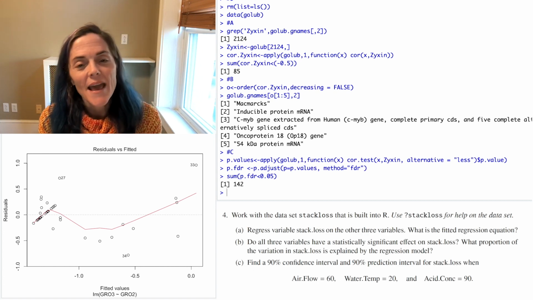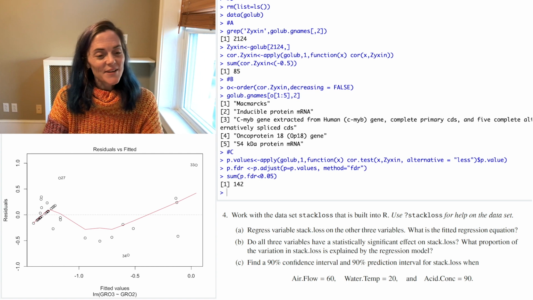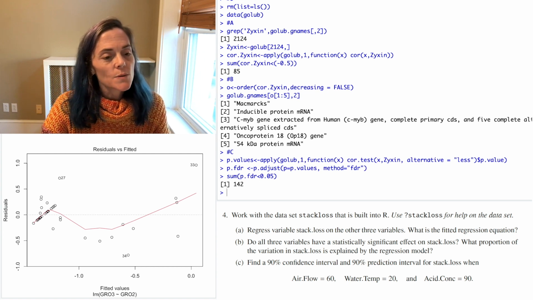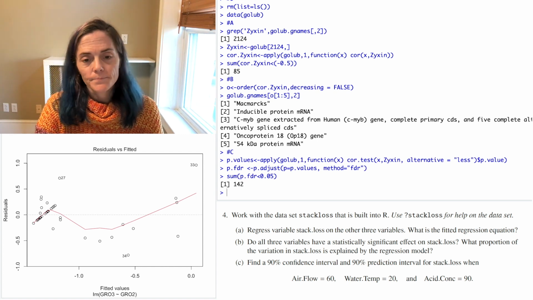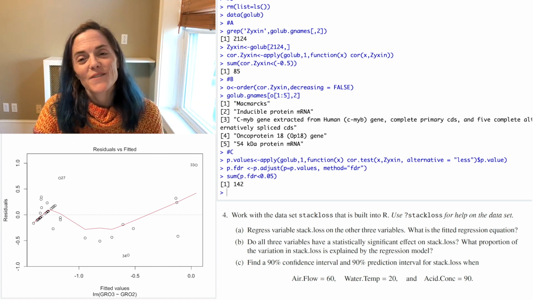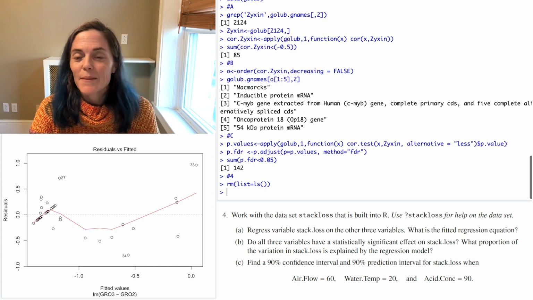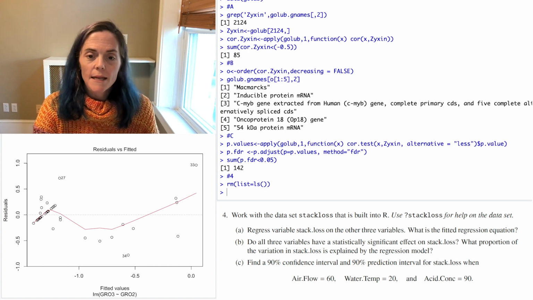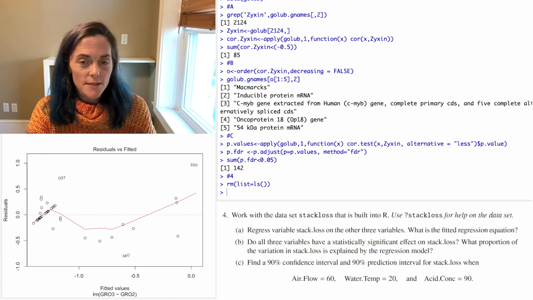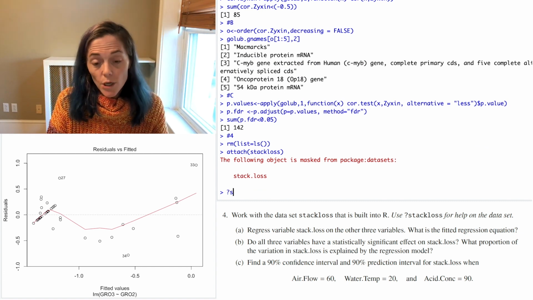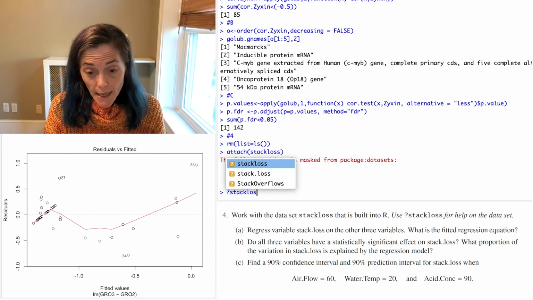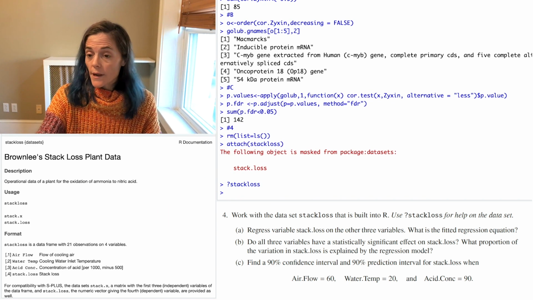Last question, we have multiple linear regression. We want to use the data stack.loss that's built into R. Let me clear all my saved objects first. I am done with the Golub data. So I will attach this stack loss. Now, if we want to look at this data to get an idea about it, here we go.